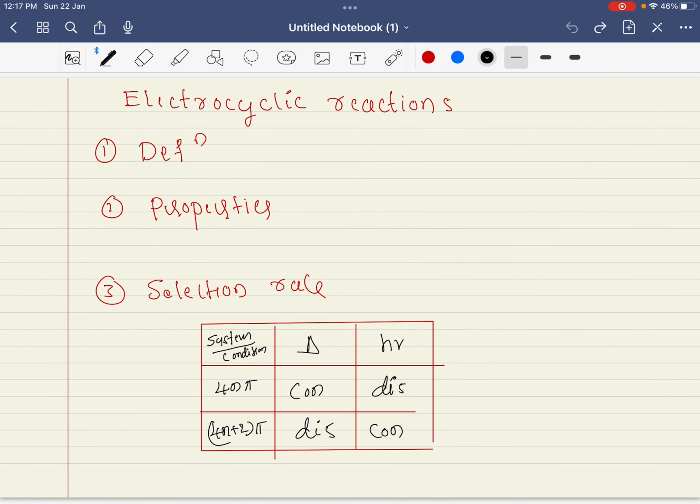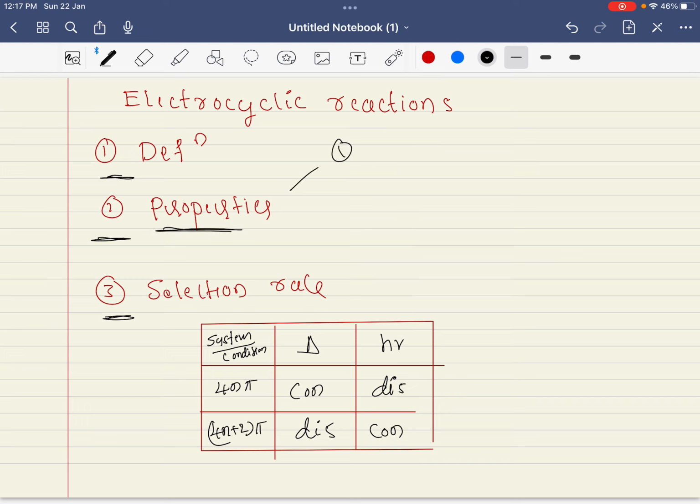Hi guys, in our last lecture we studied electrocyclic reaction. In electrocyclic reaction we saw the definition, properties and selection rules. We'll quickly revise these things and then we'll move further. What is the definition of electrocyclic reaction? These are intramolecular reactions in which one new sigma bond will be formed between ends of a conjugated pi system. This is the definition. And then we studied the properties of this electrocyclic reaction.